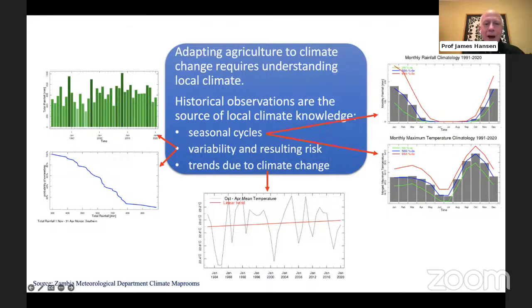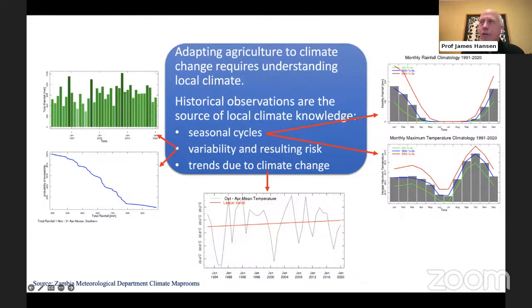I mentioned yesterday in the first session that climate is the statistics of weather. It includes things like seasonal cycles, information about variability, and if we're looking at impacts of that variability, it becomes risk, and long-term trends that may be a result of anthropogenic climate change caused by human behavior. Although if you're looking at historical trends, you don't necessarily know the cause.